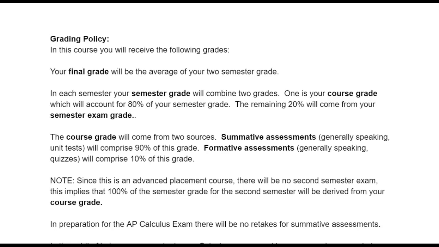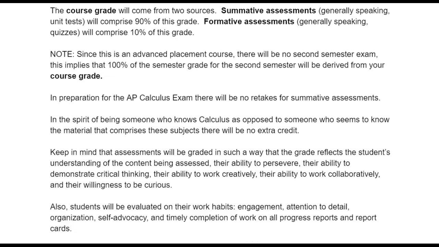Since this is an AP course, though, there's not going to be a second semester exam. This means 100% of your semester grade for semester 2 comes from your course grade.